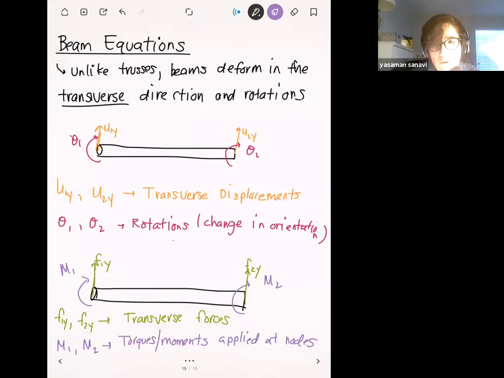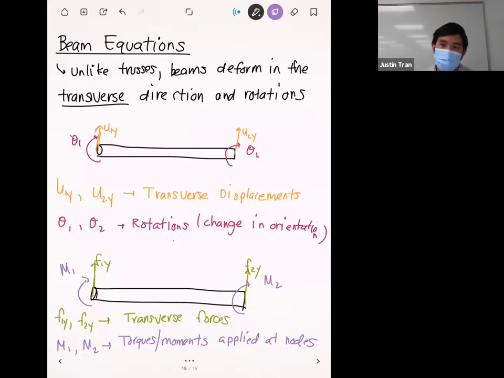Dr. Trent, is torque and moment the same thing? Yes, torque and moment is the same thing.